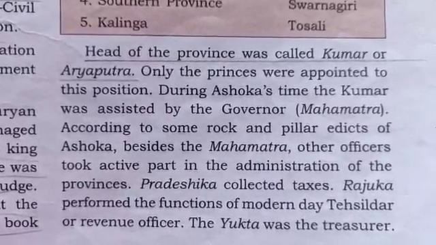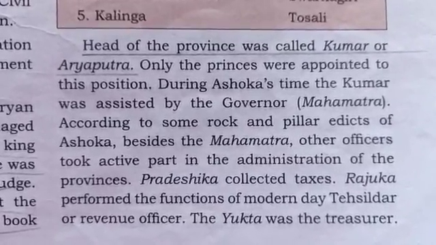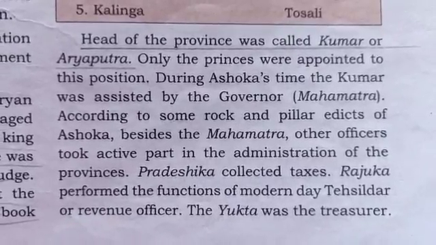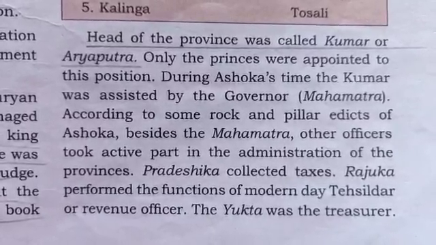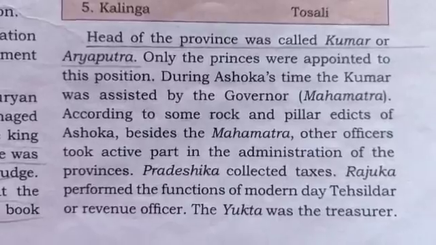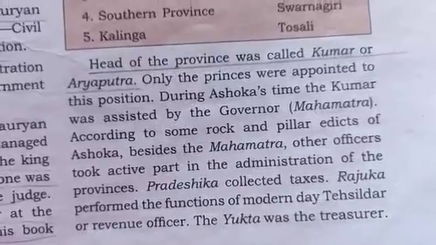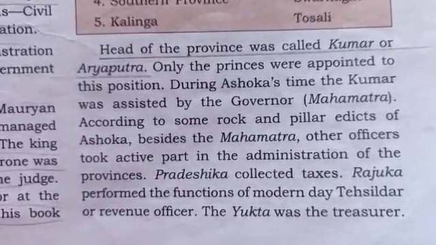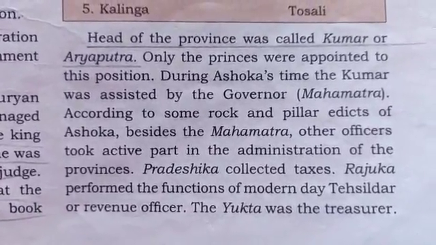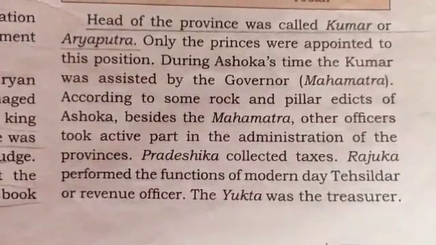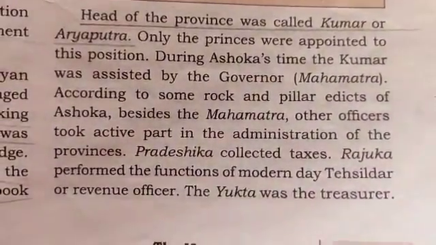During Ashok's time, the Kumar was assisted by the governor, who was known as Mahamatra. According to some rock and pillar edicts of Ashok, besides the Mahamatra, other officers took active part in the administration of the provinces. So the authority had to be divided, or the responsibility of running the government soundly was distributed. Now let us see how. Pradeshika collected taxes. Rajuka performed the functions of modern day Tehsildar or revenue officer. The Yukta was the treasurer.